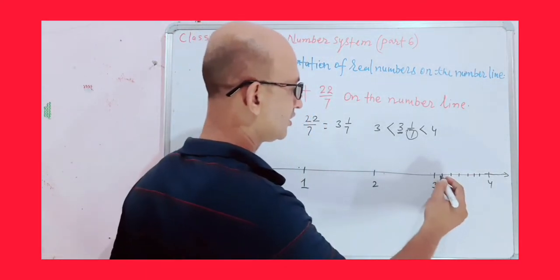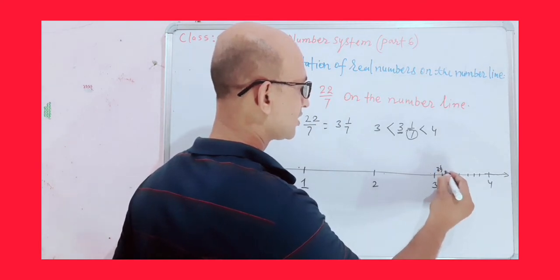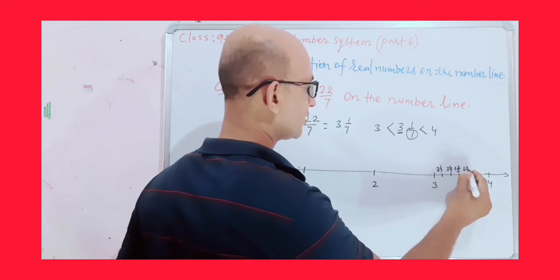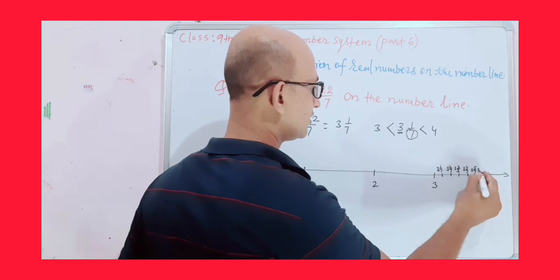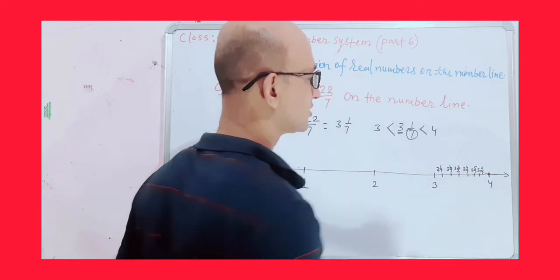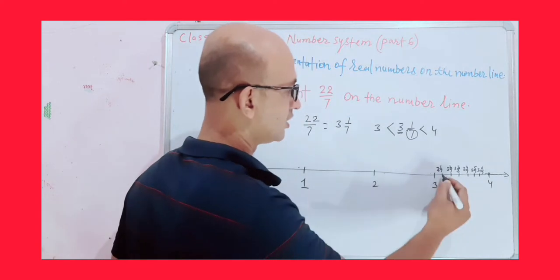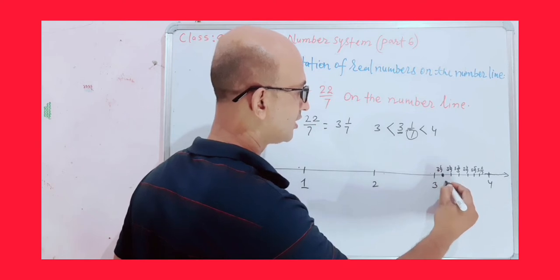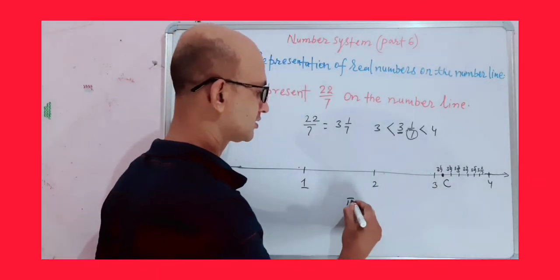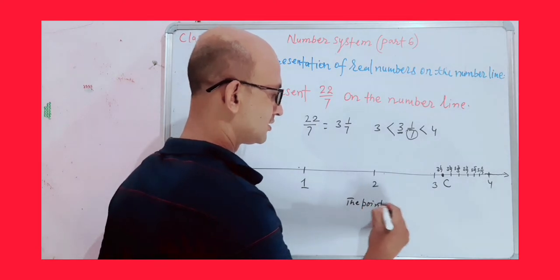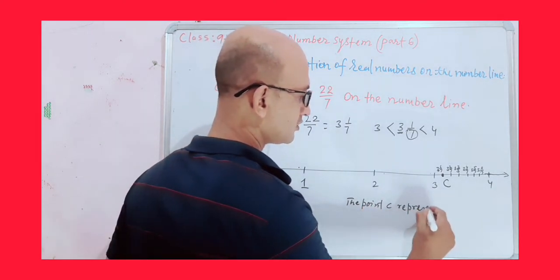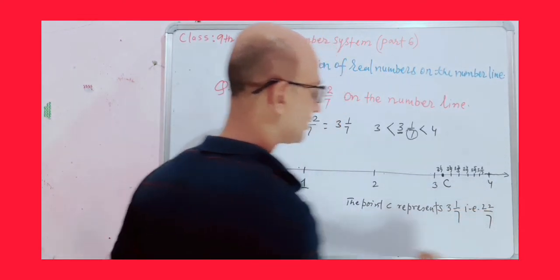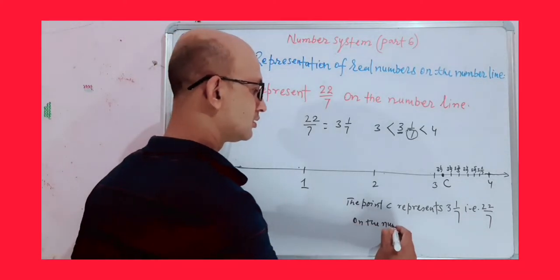Now these points represent 3 whole 1 by 7, 3 whole 2 by 7, 3 whole 3 by 7, 3 whole 4 by 7, 3 whole 5 by 7, 3 whole 6 by 7, and this is the point representing 4. Now we have to represent 3 whole 1 by 7, so mark this point and name it as C. Thus, the point C represents 3 whole 1 by 7, that is 22 by 7 on the number line.